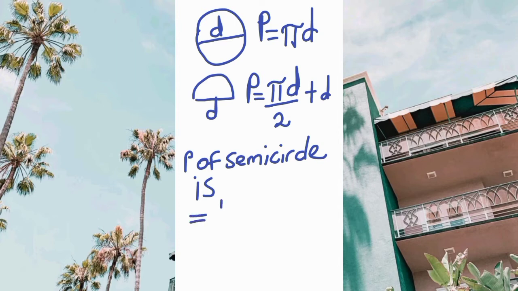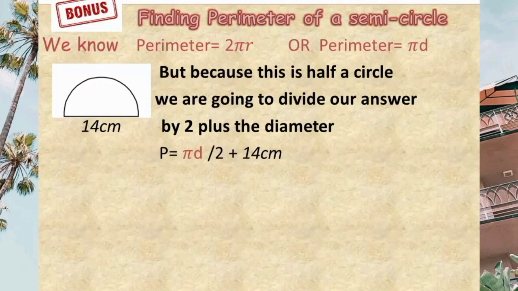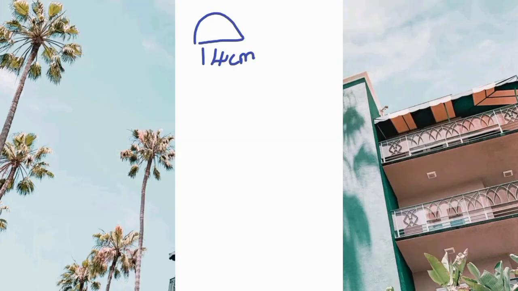So the perimeter of our semicircle is pi times d divided by 2, and then we add our diameter. And that's what we have over here. Pi d divided by 2 plus our diameter of 14 centimeters. Now let's find the perimeter of our semicircle. Our formula is pi times diameter divided by 2 plus our diameter.